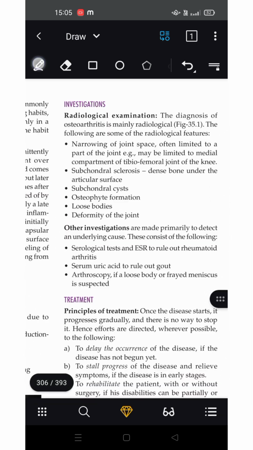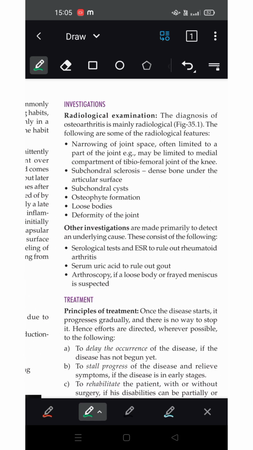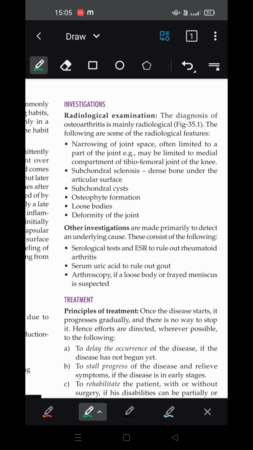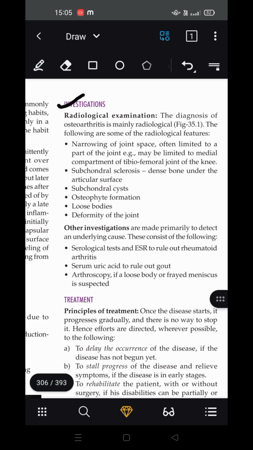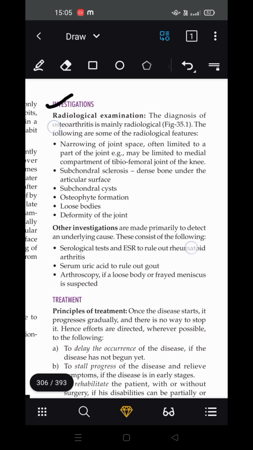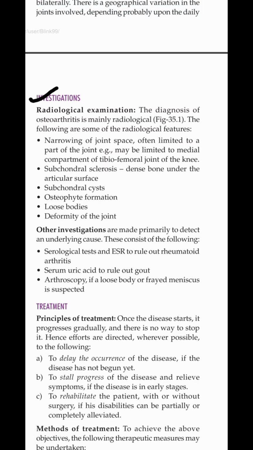Okay. So here is the investigation. How we will investigate it through the radiological examination. So here it is: investigation, mainly the radiological examinations. So let's study about it. So, radiological examination. I'm reading the paragraph.